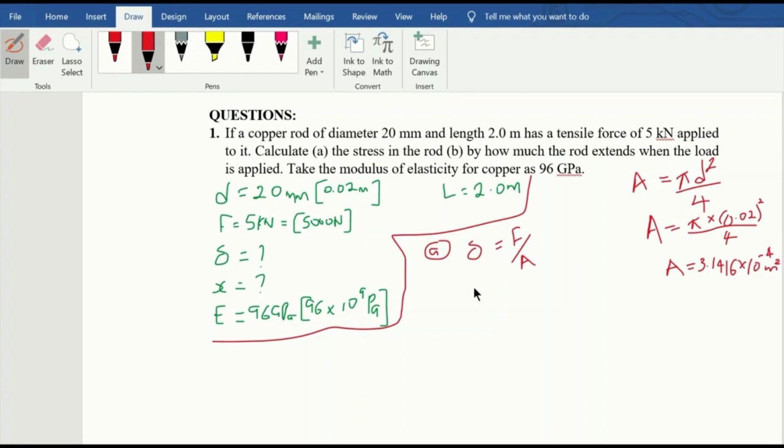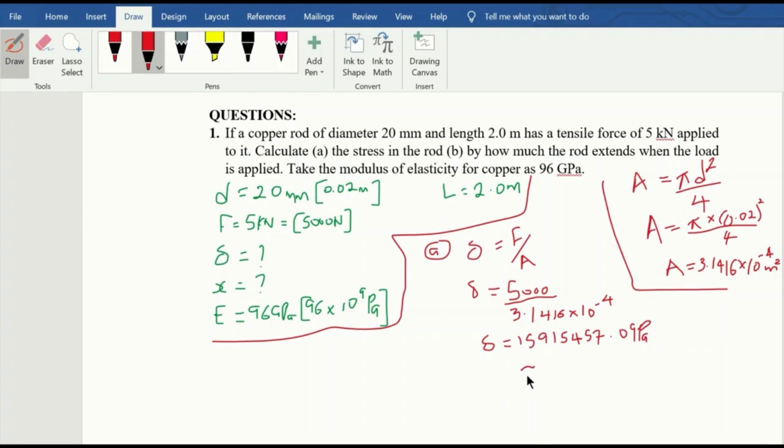So therefore I can find my stress. So stress therefore becomes, the force is 5,000 divided by the area, which is 3.1416 times 10 to the minus 4. So therefore 5,000 divided by 3.1416 times 10 to the minus 4 will give us 15,915,457.09 Pascal.